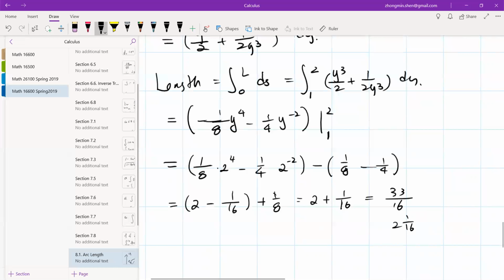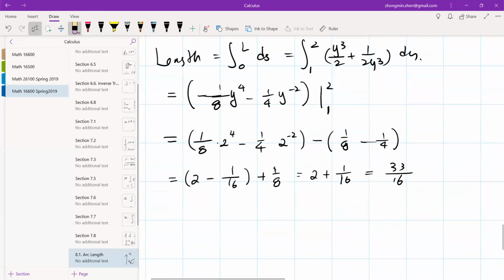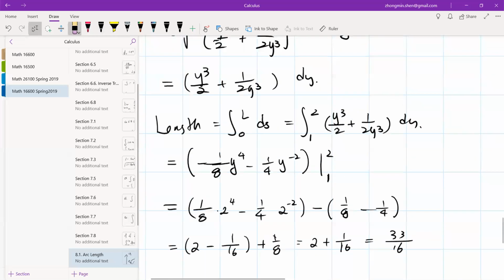I think we should avoid using this notation because in advanced mathematics, if we put the two things together, it means a product. Like AB means A times B. So you should either separate them or just write it as a proper fraction, 33 over 16. Okay, so this is what we have to solve the problem.